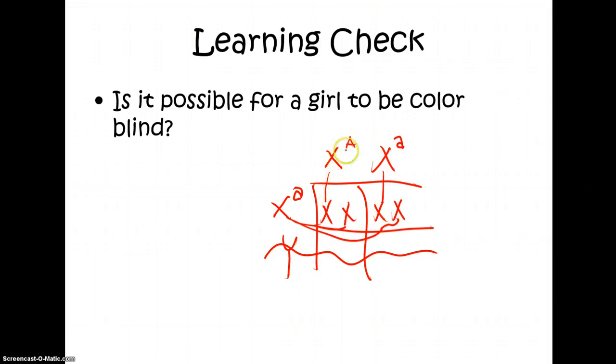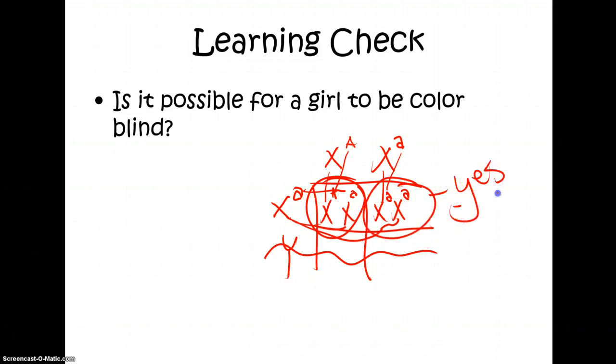Okay, so this A here means that this girl would not be colorblind. What about this one? We're going to get this A here, and then bring that second A over. This one, however, would be colorblind. So yes, it is possible for girls to be colorblind.